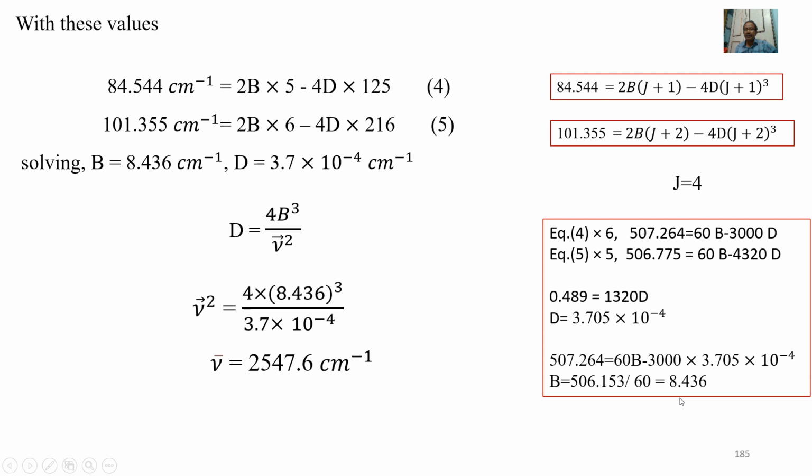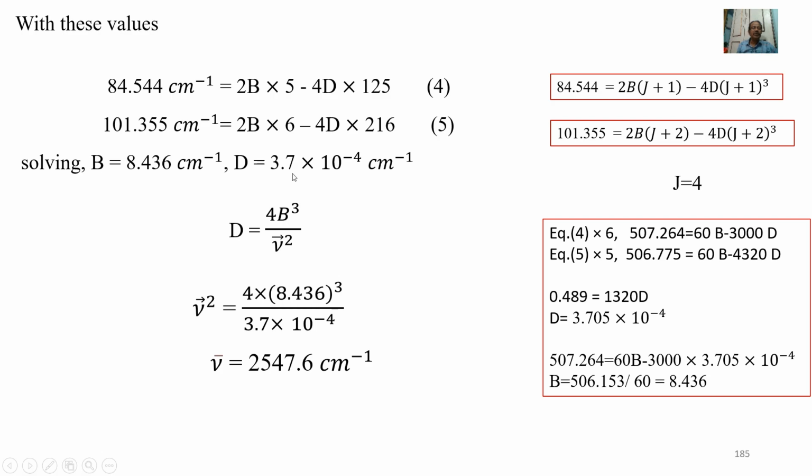So we will have 507.264, which is equal to 60b minus, here it is 3000 times 3.705 into 10 power minus 4, and b equals 506.153 divided by 60, which will give us 8.436. So we have now found the b value and d value.